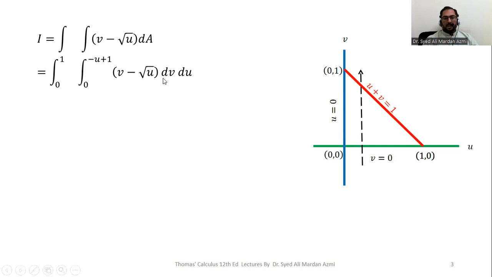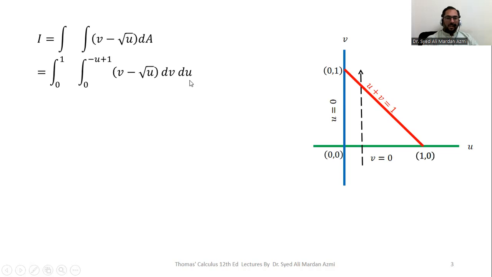Now, for the limits of inner variable, we will pass an arrow, a vertical arrow from bottom to top through this region. This arrow enters the green line in our region and will exit our region through the red line. The equation for this green line is v equal to 0. So from here, our lower limit will be 0. You can see here. And this arrow exits our boundary through the red line where the value of v is minus u plus 1. So our upper limit will be minus u plus 1.